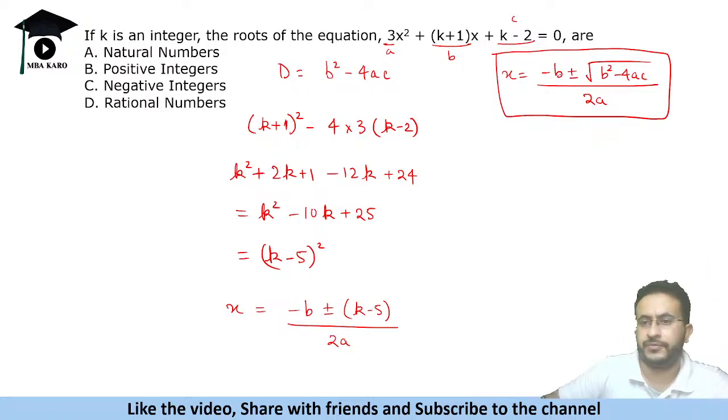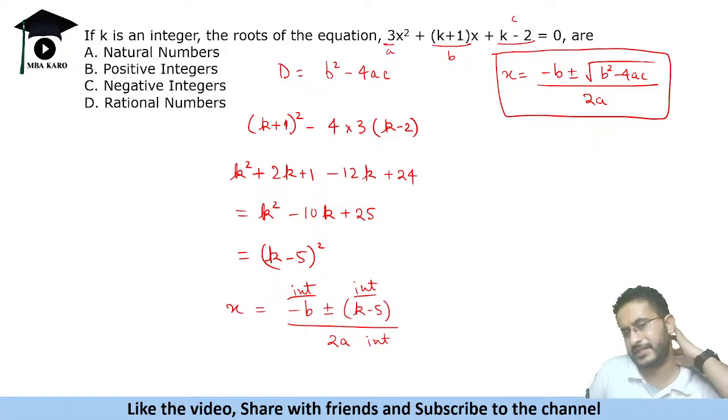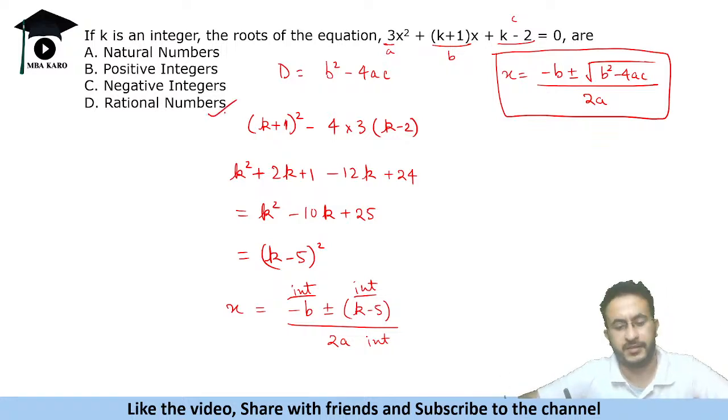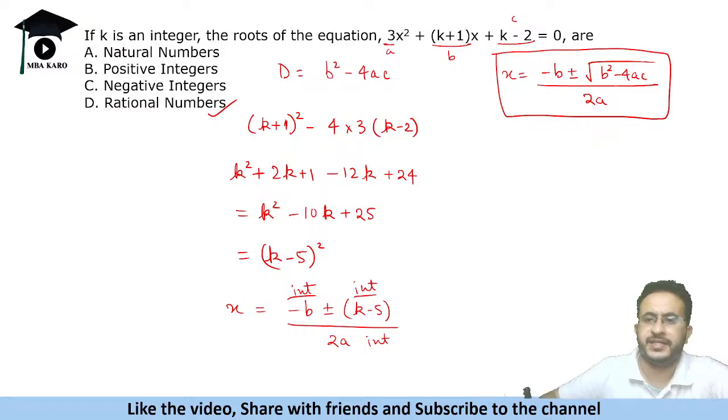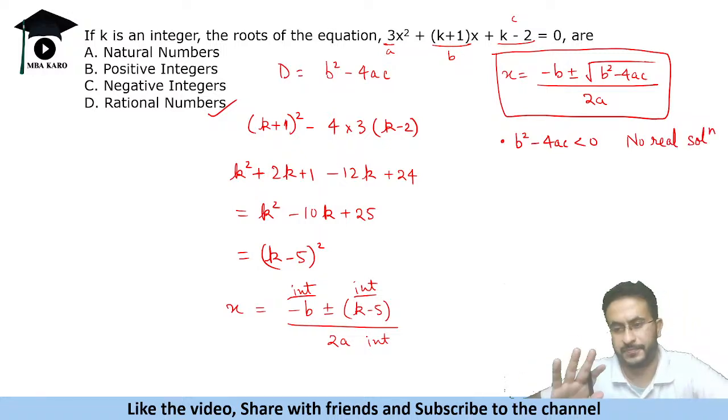Now see, this is a perfect square, and if you take the square root it will be some integer. So this is an integer, this is an integer, and this is also an integer. So if you take roots, integer upon integer is a rational number. So understand this case. I'll give you the different cases of b square minus 4ac. First case is b square minus 4ac less than 0. That means no real solution. It has imaginary roots, right?